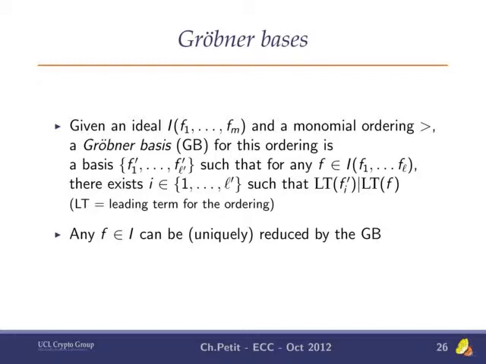Okay? So that definition implies that any f can be uniquely reduced by the Grobner basis, because you just consider the leading term, you divide by this polynomial, you take the remainder, etc., etc. So in particular, the ideal membership problem, which is, given f, does it belong to I? This problem becomes trivial once you're given a Grobner basis.